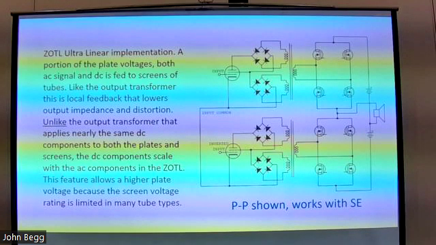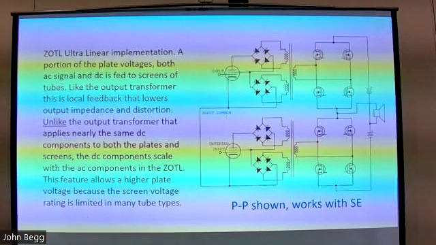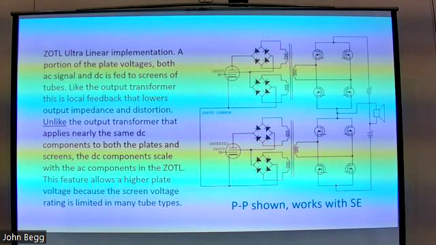So that lets you get more power output, by using a lot more voltage on the plate than you'd normally be able to use. This setup for the ultralinear is quite useful, because it does the same thing that happens with an output transformer. It lowers the output impedance, gives you some local feedback, reduces distortion, and so on and so forth. So it's just like the ultralinear with an output transformer, giving you the same advantages, but widening your available tube selection.